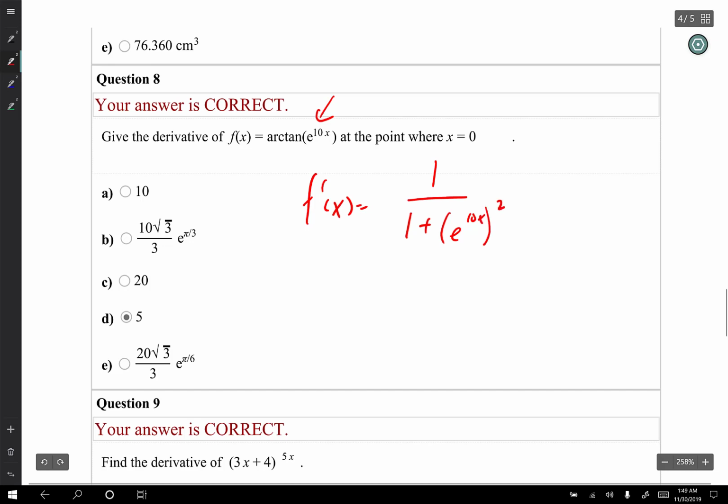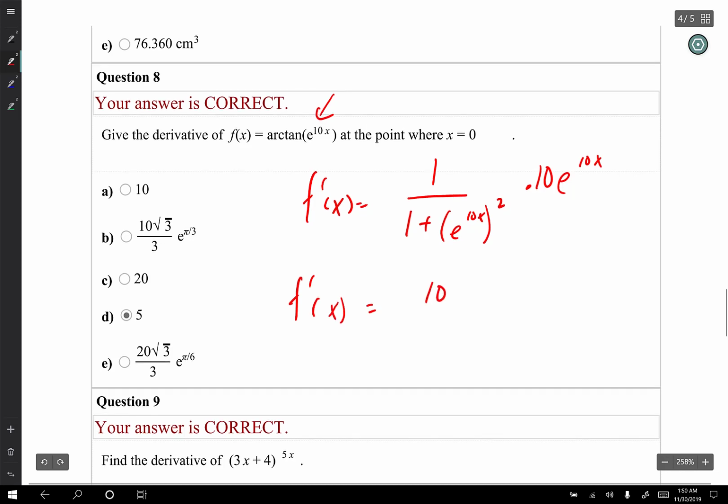If you want to say e to the 20x, that's fine. Times the derivative of e to the 10x. So that's e to the 10x times 10. So f prime of x is equal to 10 e to the 10x over (1 plus e to the 10x) squared. And again, if you want to say e to the 20x, you can.